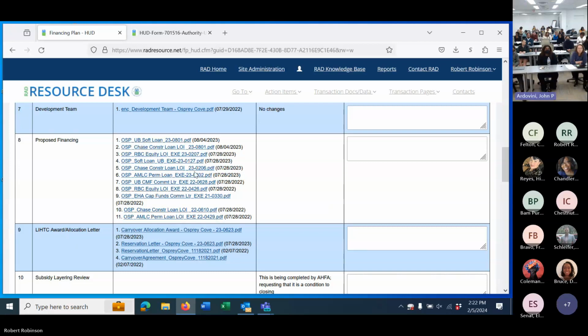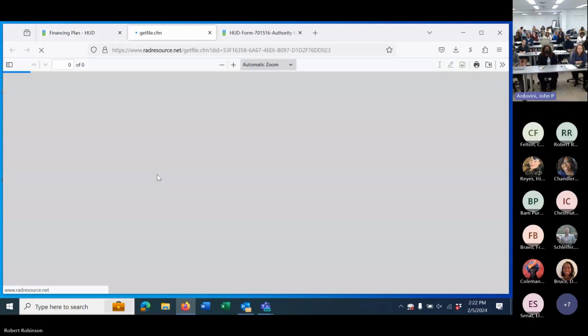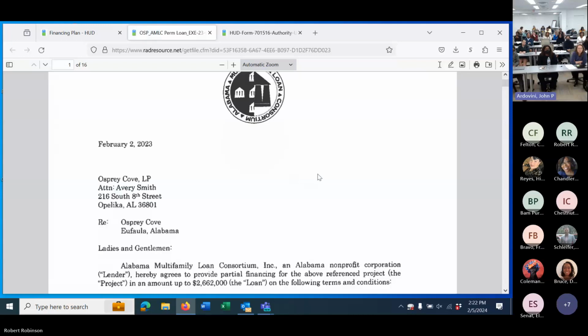So here, back to the financing plan grid, we capture information as well on the development team, who are going to be the partners in the transaction.